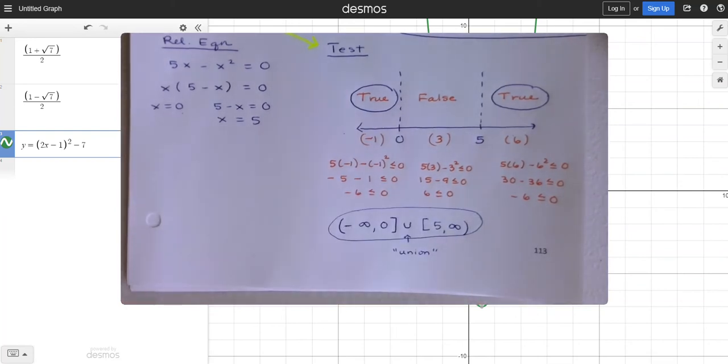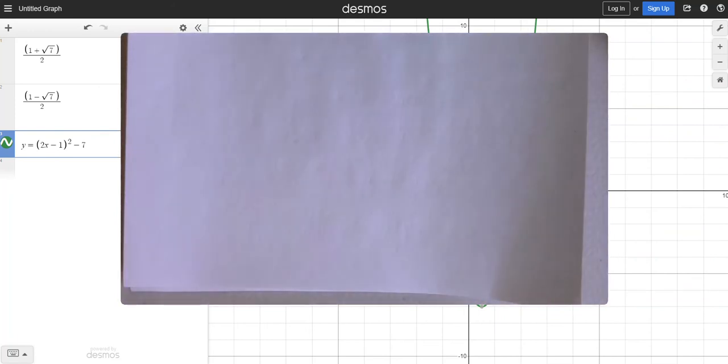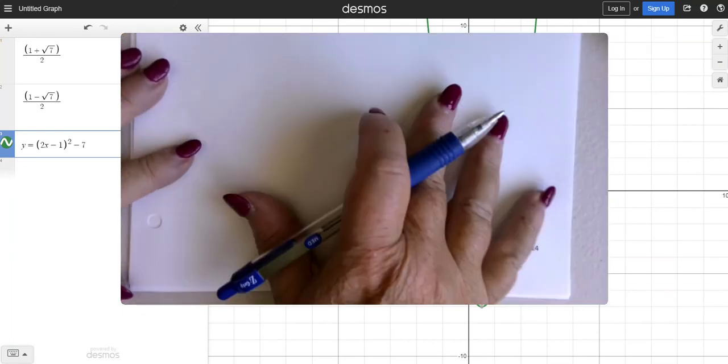All right, I'll leave it to you. If you want to check that one on Desmos, please feel free, but I'm going to go ahead and move on. All right, I've got one more for us to try before we get to a couple of word problems.